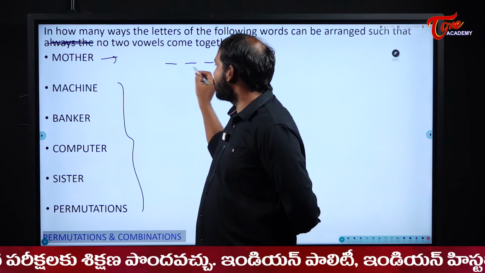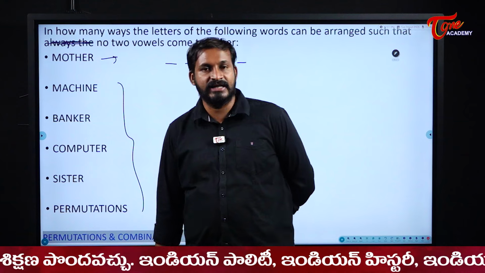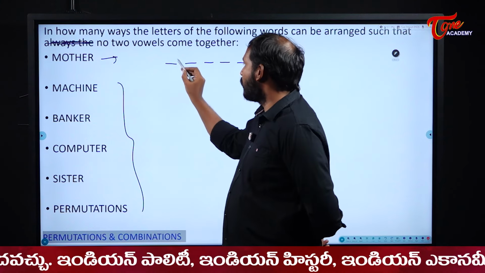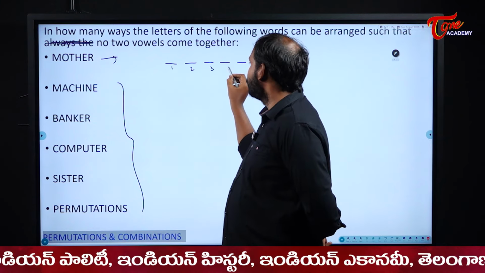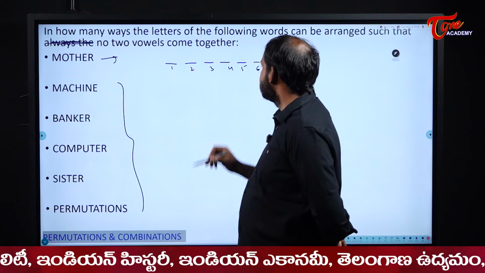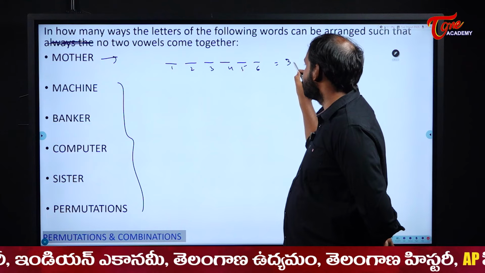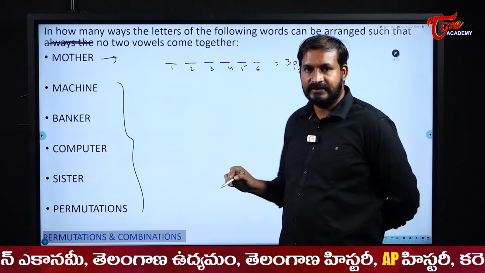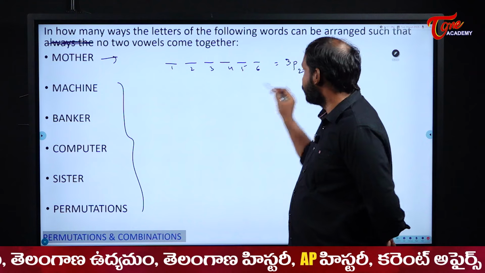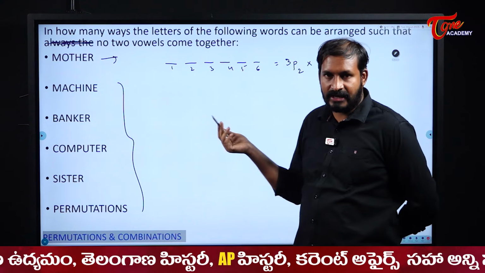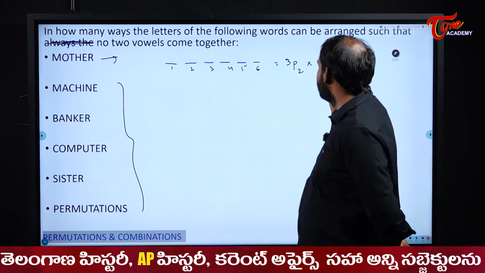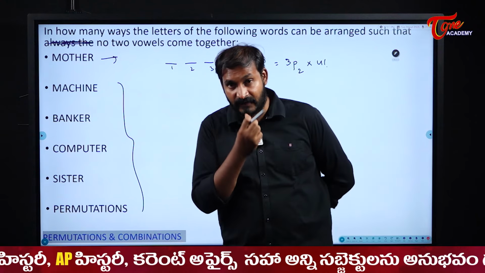Now I will arrange the vowels at odd positions. How many are there? 1, 2, 3, 4, 5 and 6. 3 odd positions are there for me. Yes sir. So in 3 odd positions I need to arrange these 2 vowels, 3P2, and the remaining 4 consonants can be arranged in 4 factorial ways. 3P2 into 4 factorial ways.